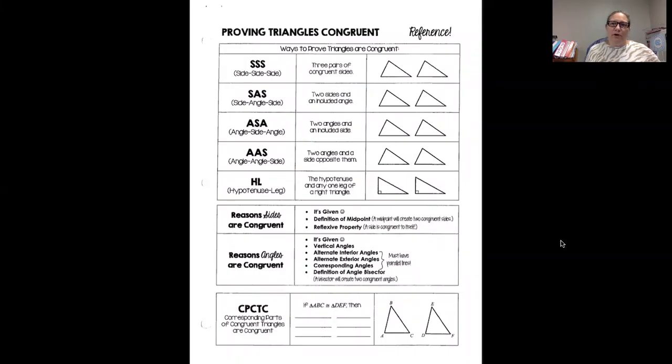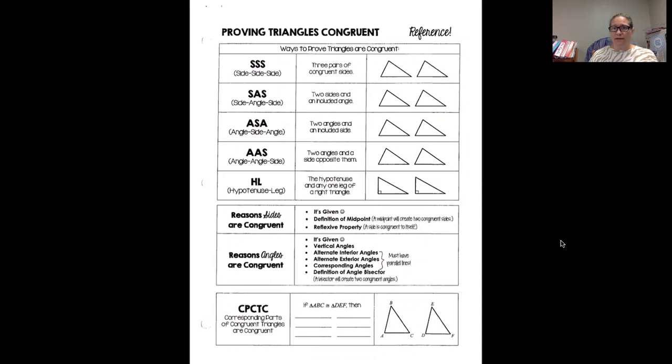Hey guys, we're going to start our notes for today with a reference sheet on proving triangles congruent. As we talked about, we are going to be doing proofs here soon, and this will be a page that should be very helpful to you. So when we prove that triangles are congruent, we have to prove them by one of these 5 ways.